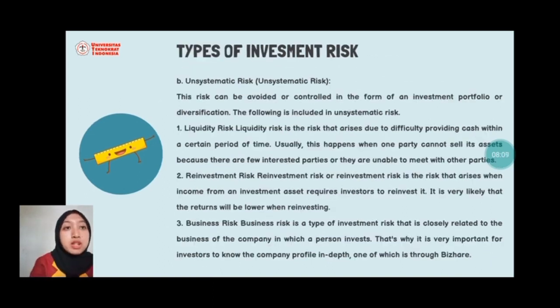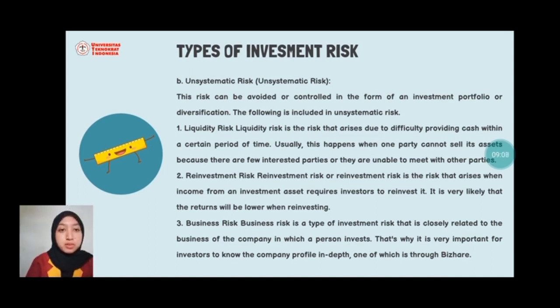Next, types of investment risk B. Unsystematic risk. This risk can be avoided or controlled through an investment portfolio or diversification. The following are included in unsystematic risk. 1. Liquidity risk. Liquidity risk is the risk that arises due to difficulty providing cash within a certain period of time. Usually, this happens when one party cannot sell its asset because there are few interested parties or they are unable to meet with other parties.